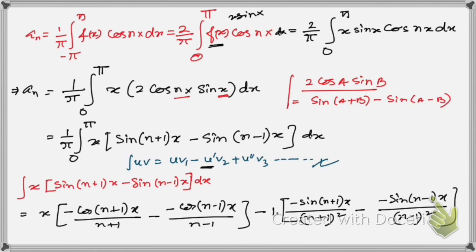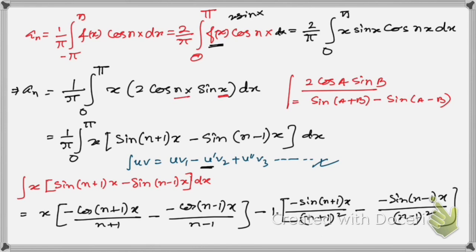Now you see integration of sine((n+1)x) is minus cos((n+1)x) by (n+1), and again if you integrate this, then one more (n+1) comes here, so that's why (n+1) whole square. So hope you have understood why I have written here whole square, right?